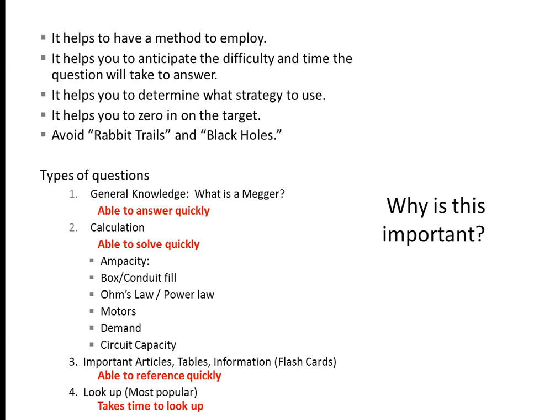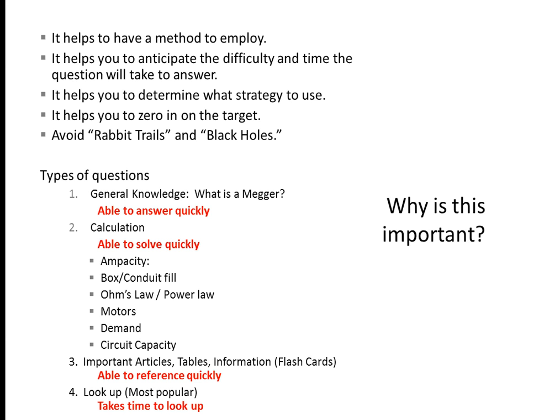So answering the types of questions, number 1, a general knowledge type of question is, for example, what is a megger? Through your experience, you might have the answer for that. It's a general knowledge type of question. It's a question that is not found generally in the code book and which draws on your general knowledge of the field. You're expected to know those types of questions from 3 to 4 years of work in the field.